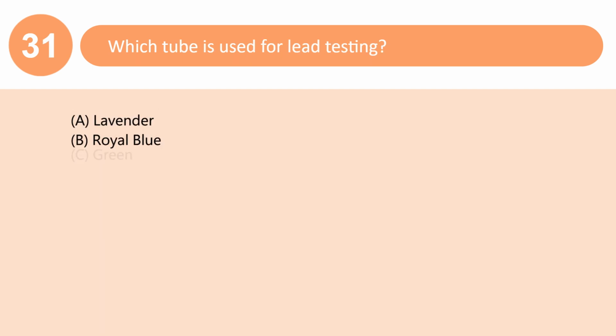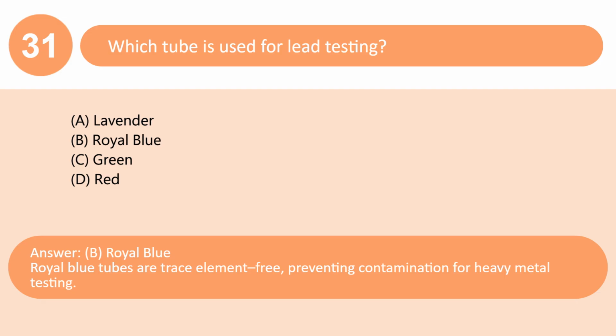Which tube is used for lead testing? A. Lavender. B. Royal blue. C. Green. D. Red. Answer B. Royal blue. Royal blue tubes are trace element free, preventing contamination for heavy metal testing.